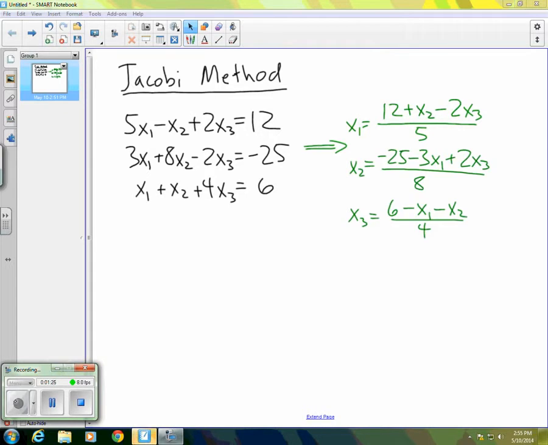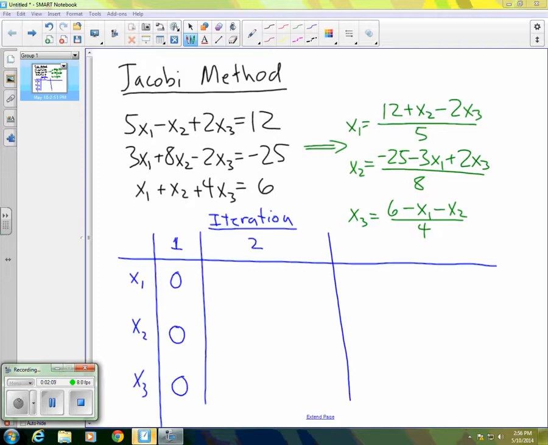Once we have those three equations, then what we do is we take our initial guess. We'll have an initial guess for x1, x2, and x3. You can see we put just our initial x2 and x3 into the first equation to get a new x1. We put our initial x1 and x3 into the second one to get a second value for x2. And we put the initial x1 and x2 into the third equation to get our next value for x3. So let's start off by drawing ourselves a table in which we'll keep track of the values. So let me do that.